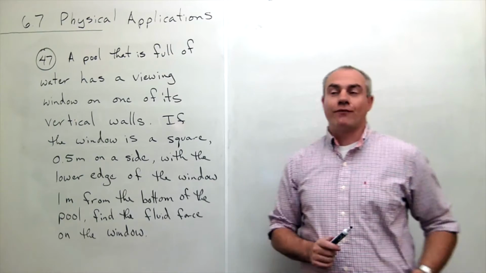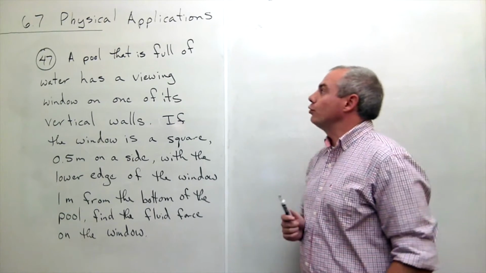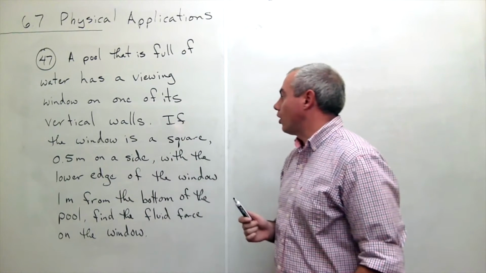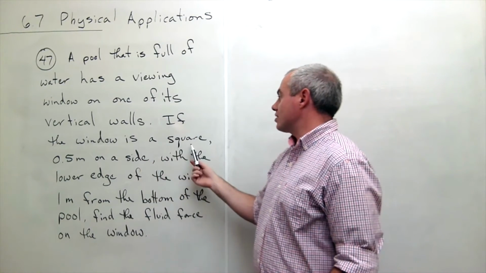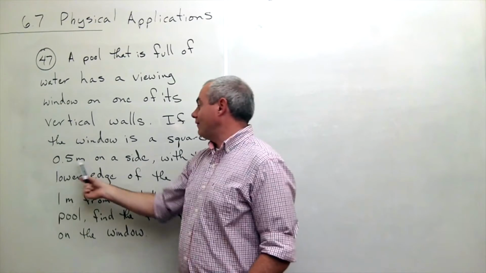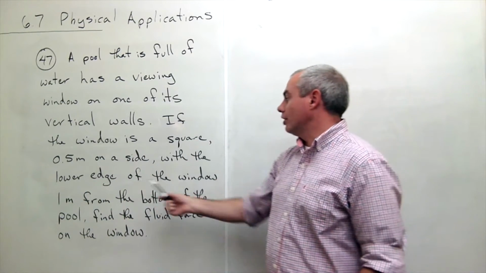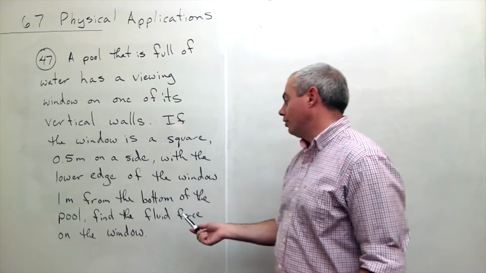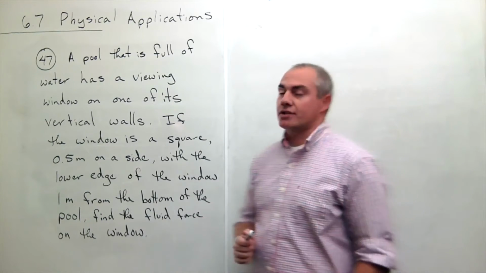In problem number 47, we have a pool that's full of water that has a viewing window on one of its vertical walls. If the window is a square, half a meter on a side, with the lower edge of the window 1 meter from the bottom of the pool, find the fluid force on the window.